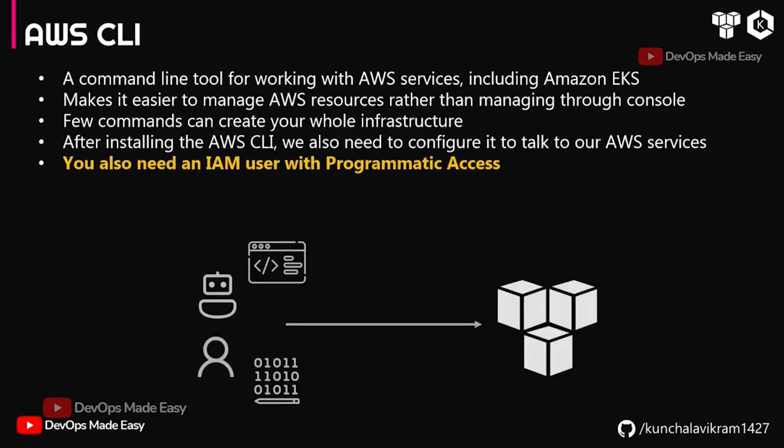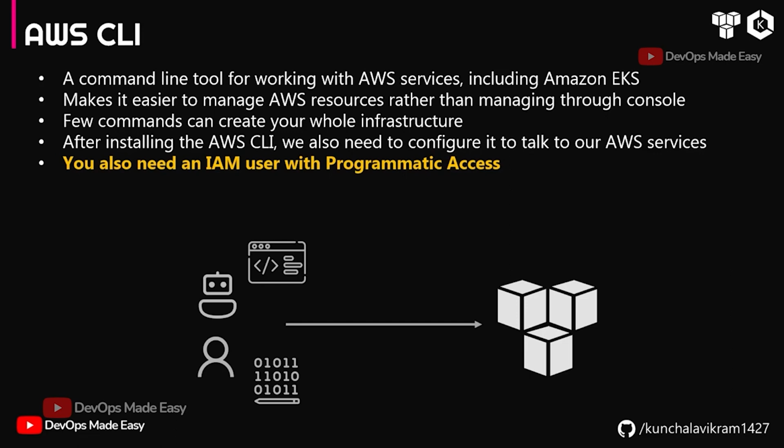Now let's understand AWS CLI, because as we said, if a user gets programmatic access, he can control AWS resources through commands. AWS CLI is a command line tool for working with AWS services, including EKS. In fact, you can also create an EKS cluster directly through the AWS CLI. It makes it easier to manage AWS resources than managing through the console, because if you're managing through the console, you have to navigate to each and every service, and that takes a lot of time. But if you are automating this whole process through the command line, it is much faster. In fact, you can create your whole infrastructure.